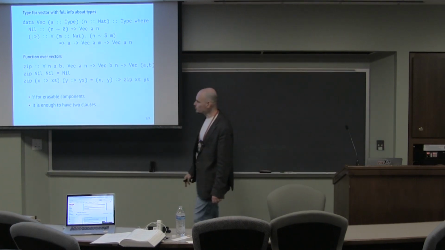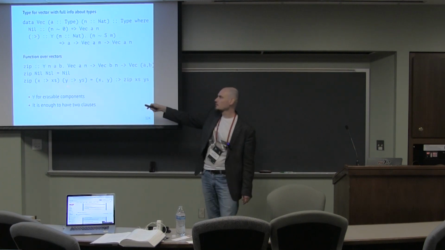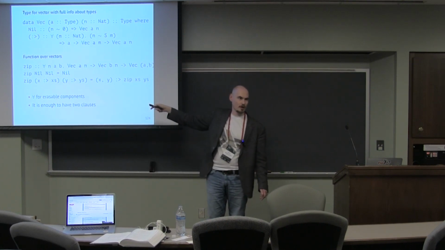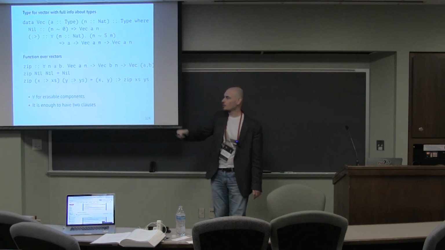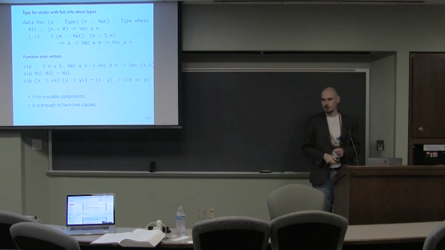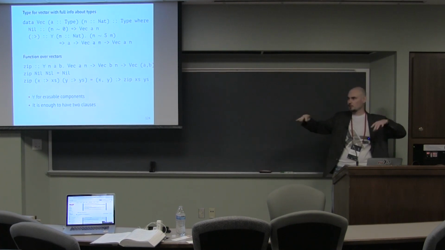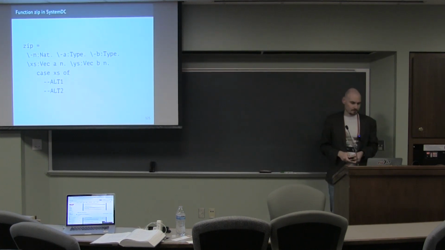So look, we don't have to provide other clauses for the zip function, because it's impossible to have nil for the first argument and something else for the second argument, because they should have the same type, and we can see it here. This should be the same type here. So your type checker should decide that you really don't need those two additional clauses. If you have lists, then you have to specify all four clauses: nil and nil, nil and not nil, not nil and nil, and two not nils. Here you don't have to do that. And this is this function in System FC.